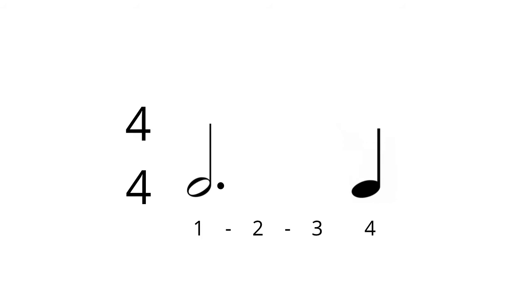A dotted half note lasts for 3 beats, so there are dashes between 1 and 2 and 3 and 4, indicating that I need to hold that note. 1, 2, 3, 4. The whole note lasts for the entire measure in 4/4 time. 1, 2, 3, 4. There was 1 clap, but we keep counting to indicate that the music is continuing.